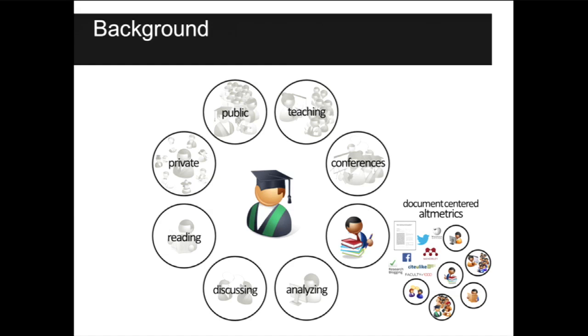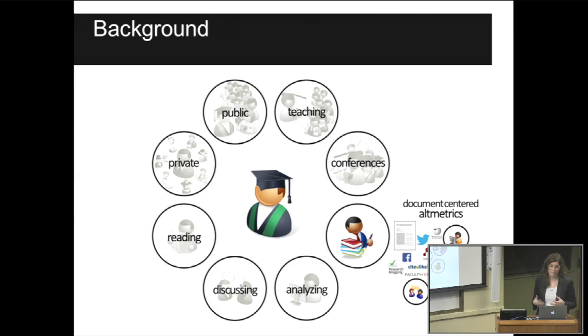With altmetrics, the document-centered part, we also look at the published paper by a researcher, but we look at different kinds of impact. So suddenly, it's not only other researchers citing that paper, but it could be someone mentioning that paper on Twitter and discussing it. It could be saving it to Mendeley or CiteULike, different social reference managers. And we have all these kinds of audiences that we can measure now. So this is the document-centered altmetrics.